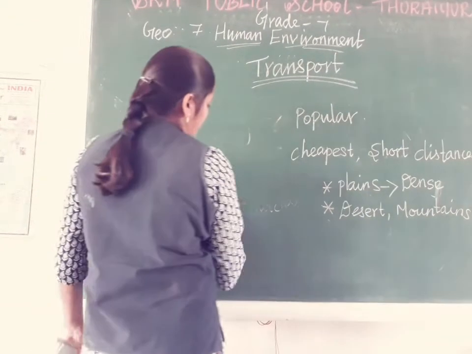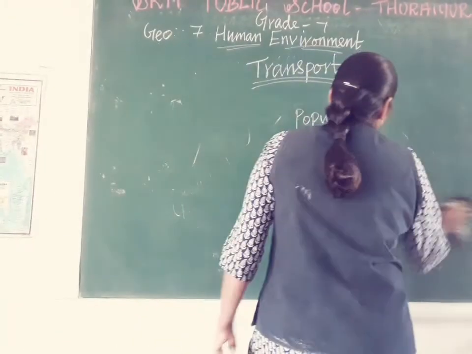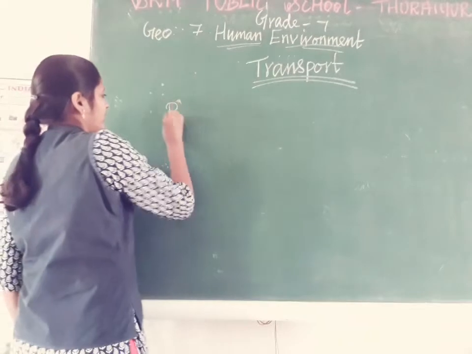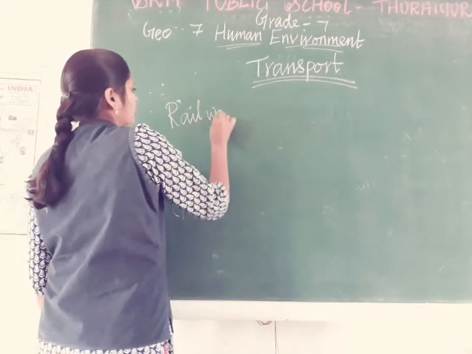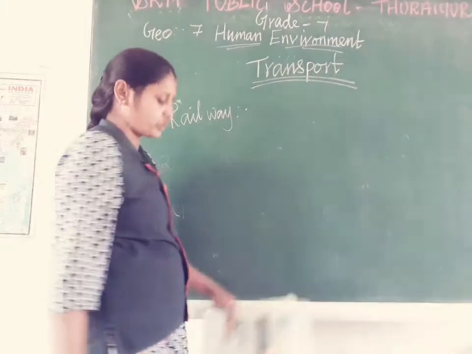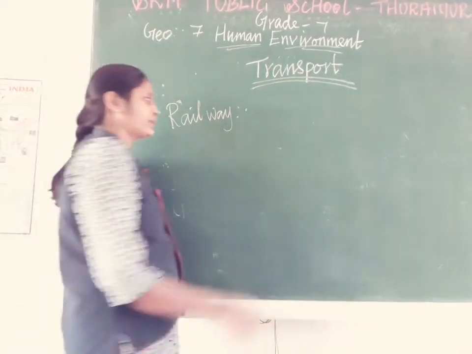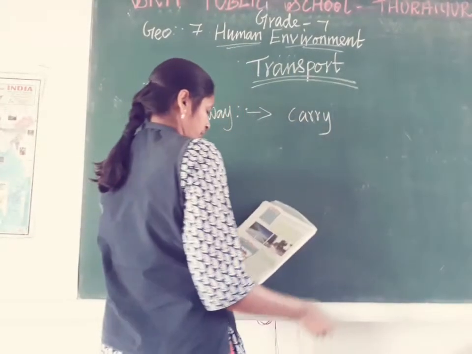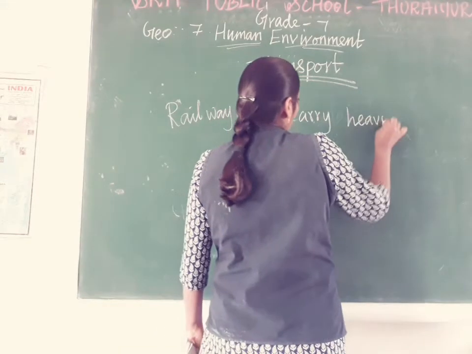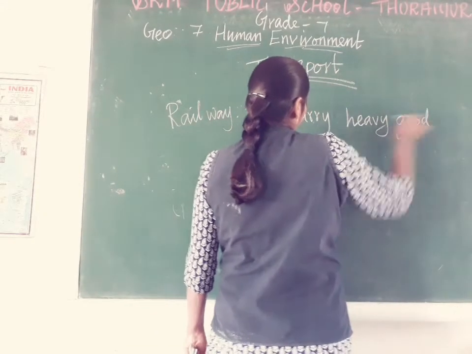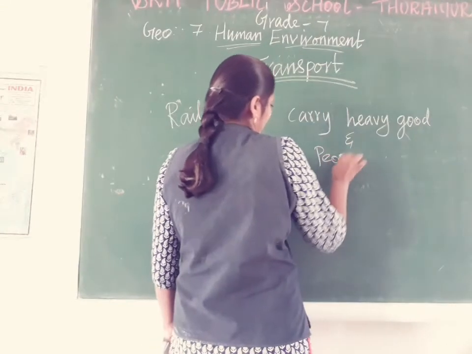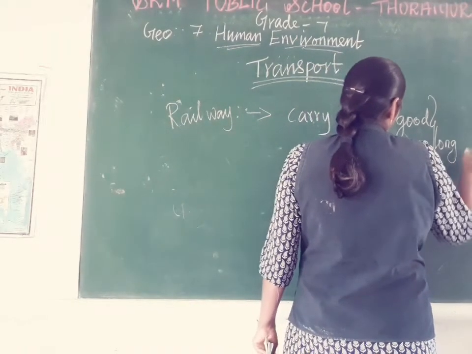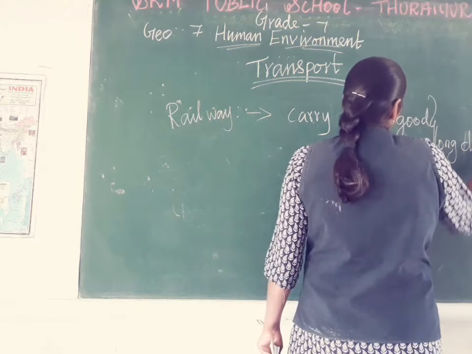Next we are going to discuss railway. Compared to roadway, railway covers long distances very fast and somewhat cheaply. Particularly, railway transport helps to carry heavy goods and people over long distances. Roadway helps to cover short distances, and this is for long distances.